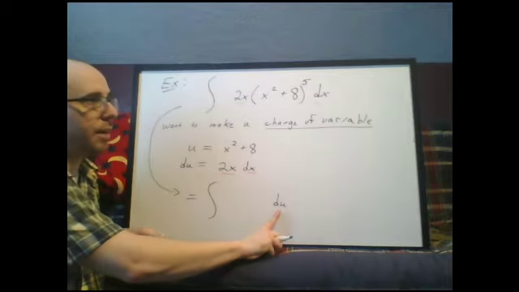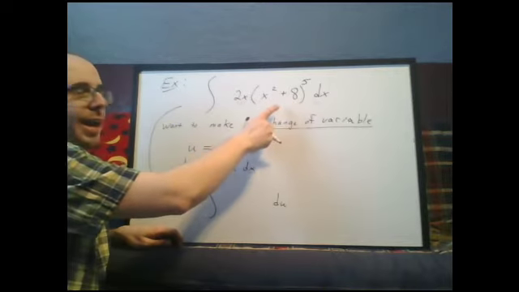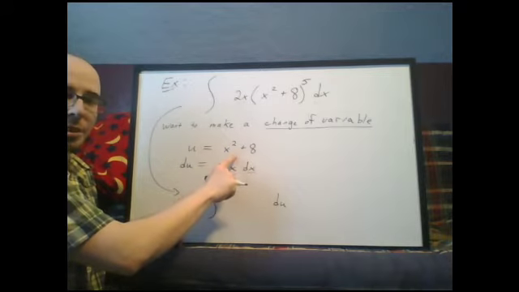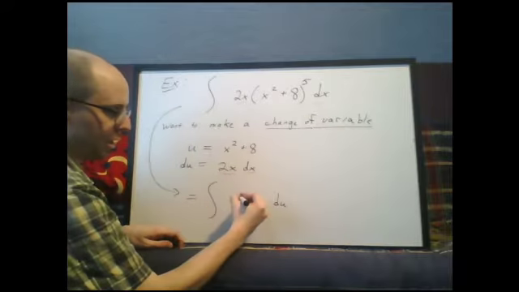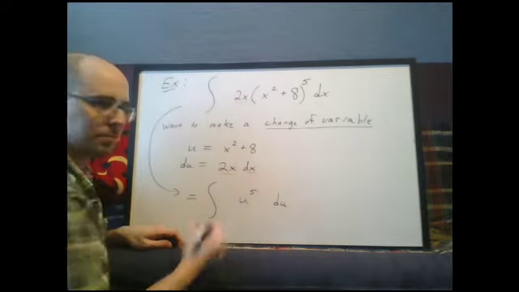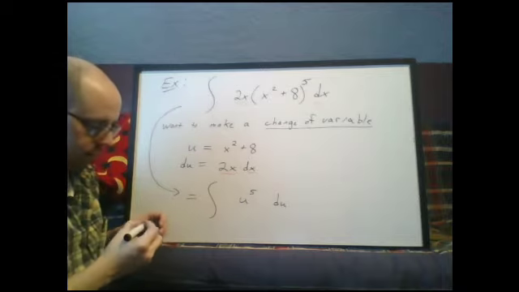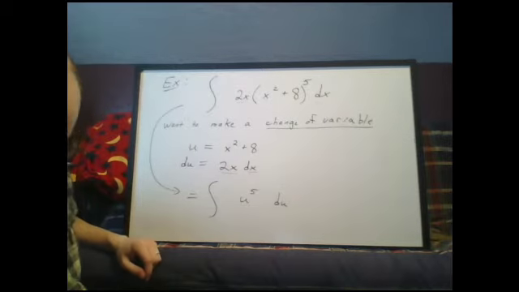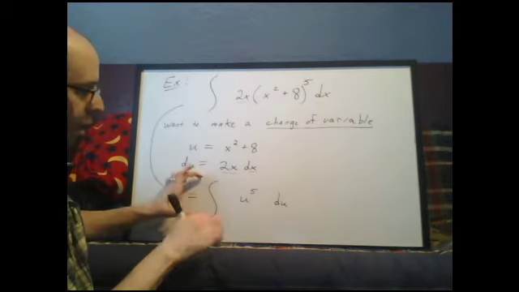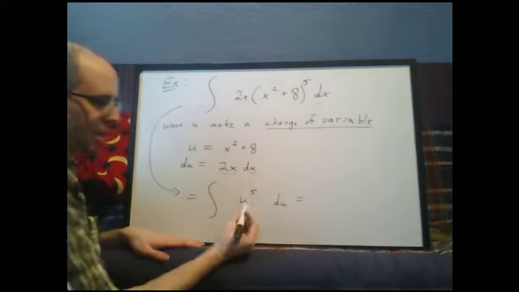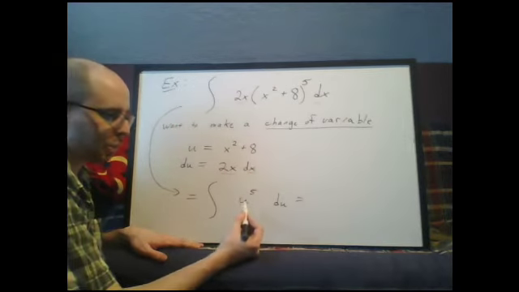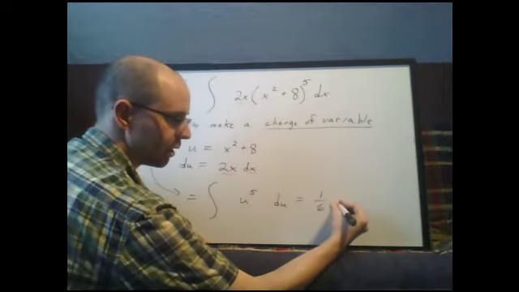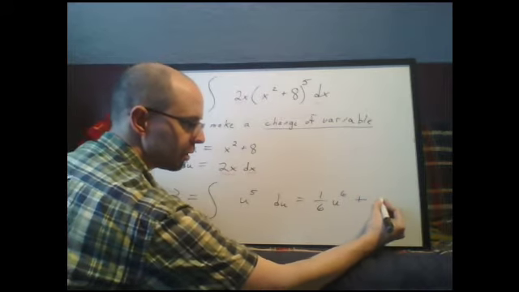Then I look at whatever's left, (x squared plus 8) to the fifth, and I need to rewrite that in terms of u. Well, in this case, u is exactly x squared plus 8. So this is u to the fifth power. Right? So now I have a new integral, and it's a simple one. It's a simple power function, u to the fifth power du. So my power rule would give me 1/6 times u to the sixth power plus a constant c.